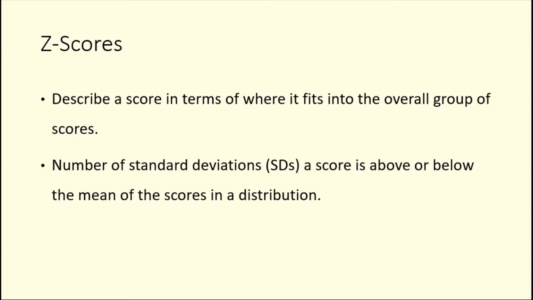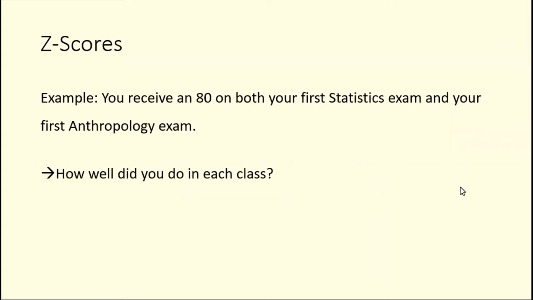Let's look at an example to think about how z-scores tell us about where a score fits. So let's say that you receive an 80 on two different exams, a stats exam and an anthropology exam, and you want to figure out how well you did in each class. You can say, well, I got an 80 in both classes, but what does that mean in relation to how well you did when you consider how the rest of the class did?